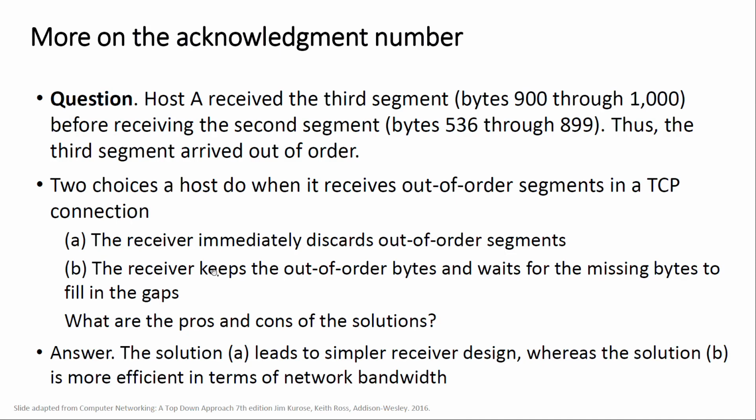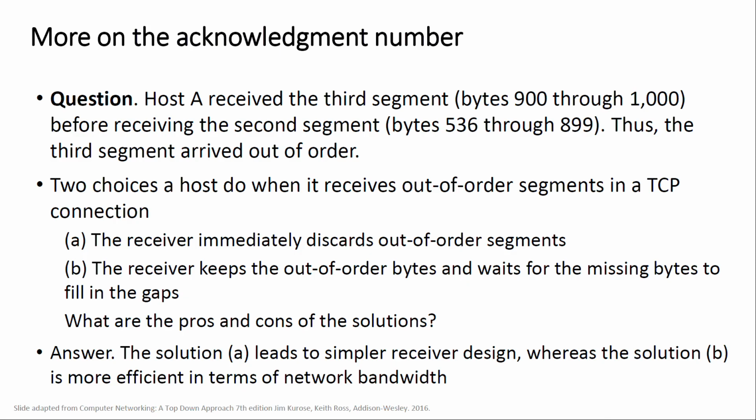So a question for this case: host A received the third segment, bytes 900 through 1000, before receiving the second segment, bytes 536 through 899. Thus the third segment arrived out of order. So you received the third segment before receiving the second segment. At this point there are two choices for what a host does when it receives out of order segments in a TCP connection.